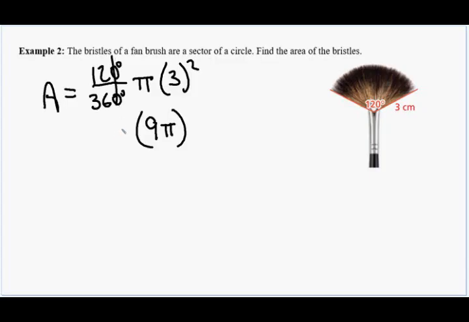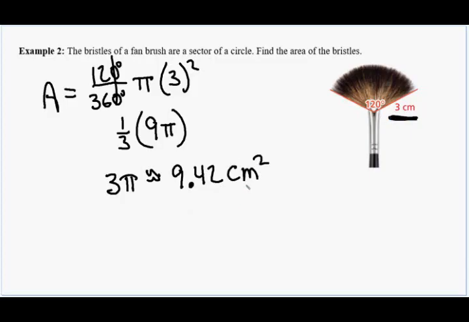120 over 360 reduces down to 1/3. 1/3 of 9 is 3 pi, or approximately 9.42. Our units are here in the picture, centimeters squared.